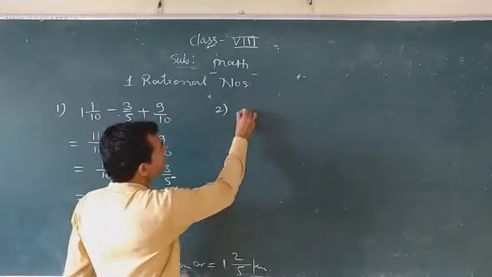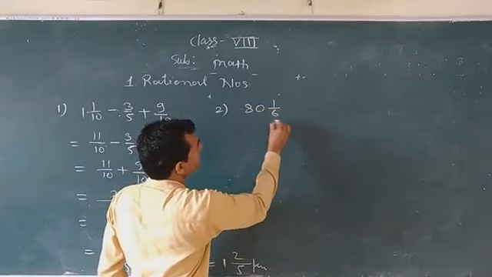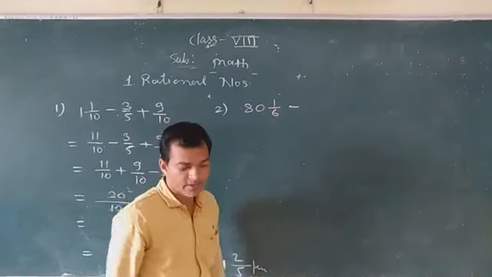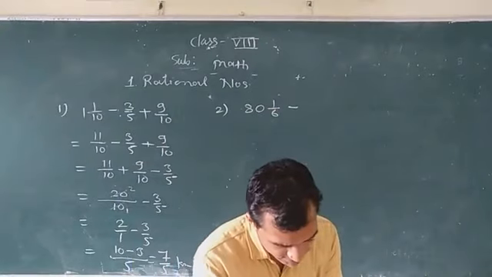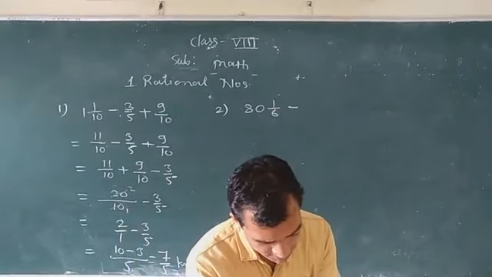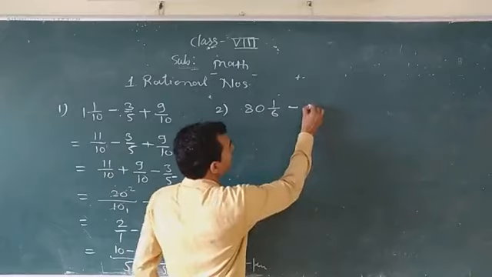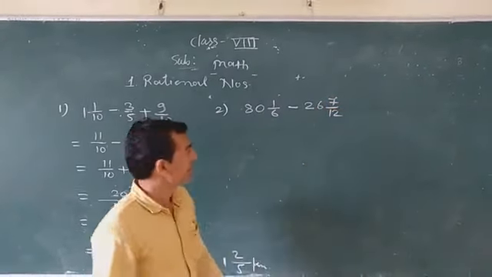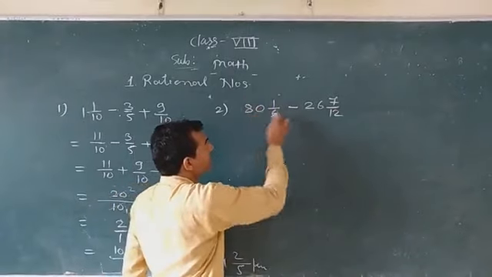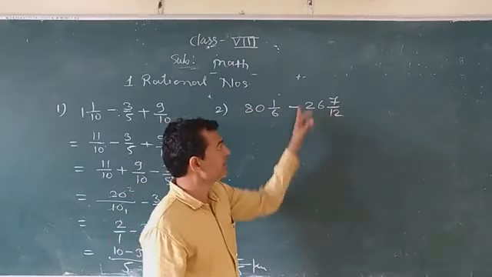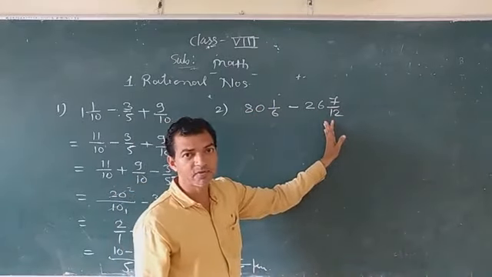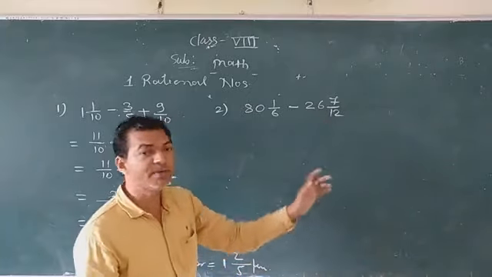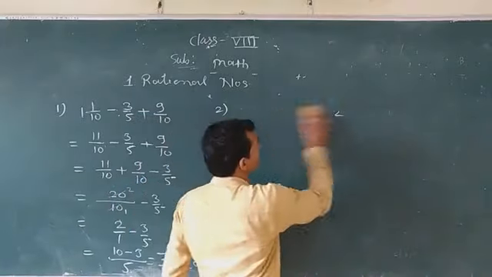Total weight is given, that is 80 integer 1 by 6, then minus how many? 26 integer 7 by 12. Okay, like this. This is the total weight of the box. This is the weight of the chain. Okay. In this way you can write, or simply you can write the word problem like this.